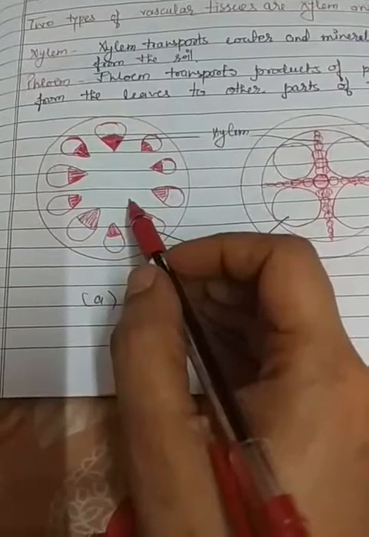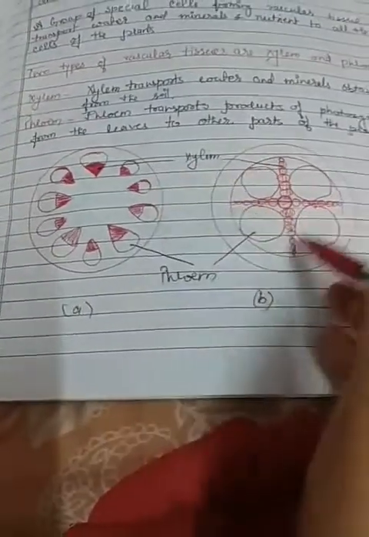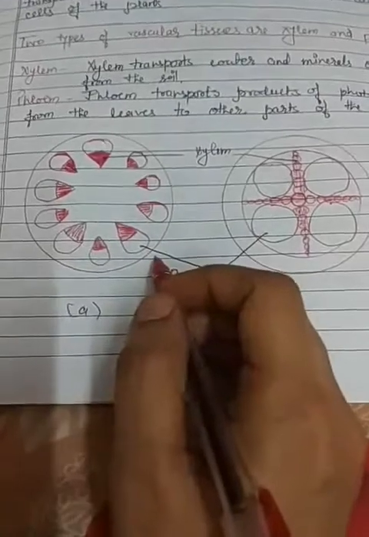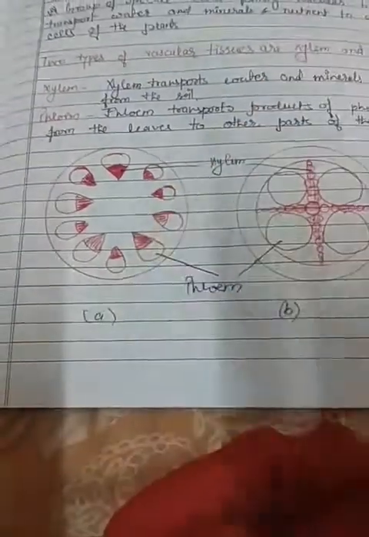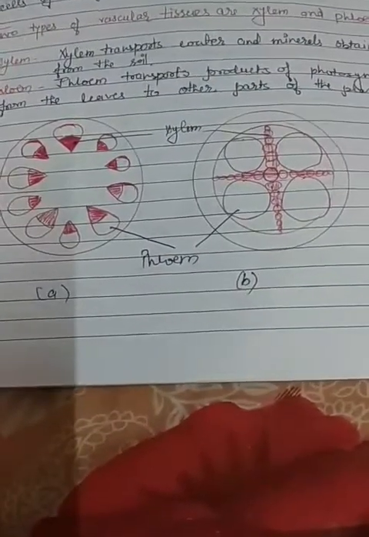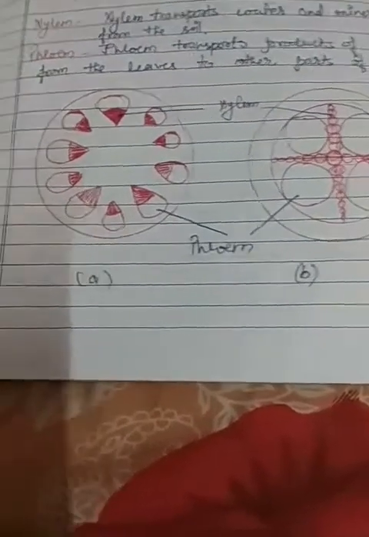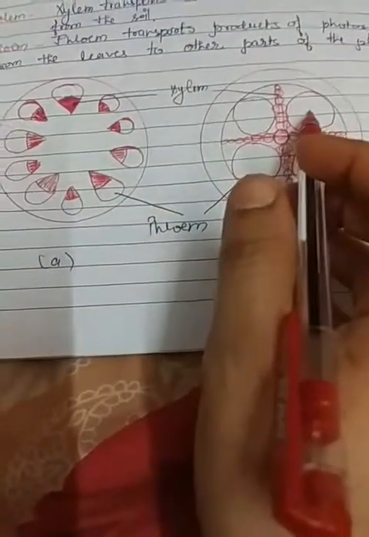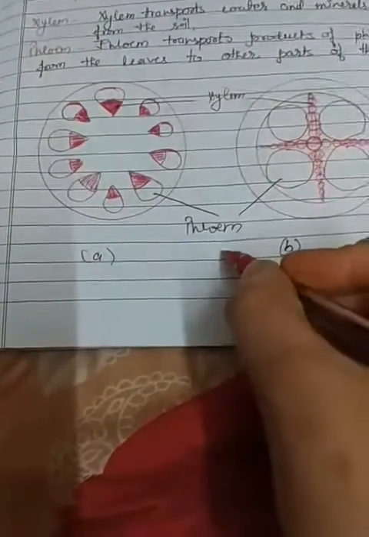Special cells form vascular tissues, which transport water and minerals to all the cells of the plants. There are two types of vascular tissues: xylem and phloem.